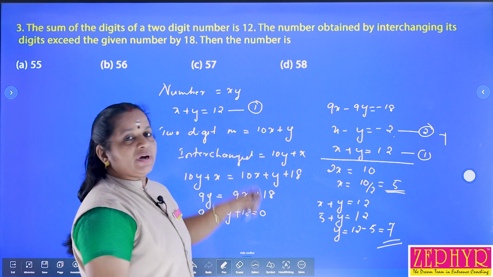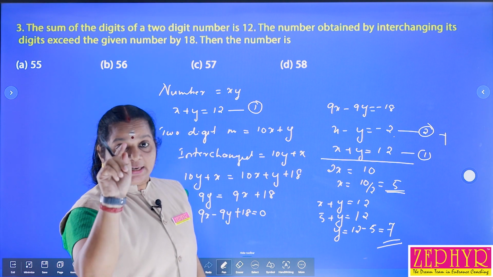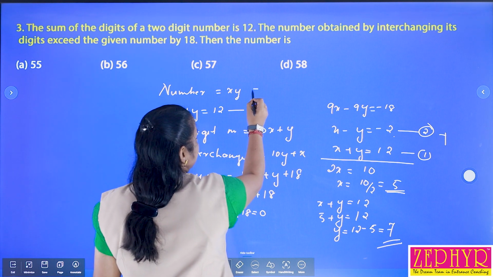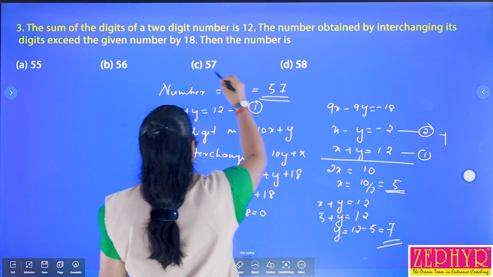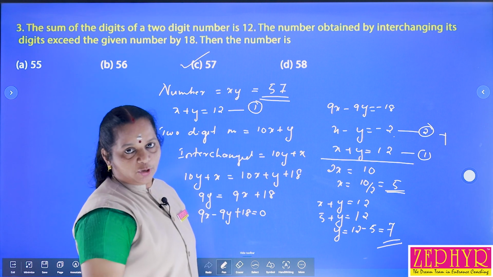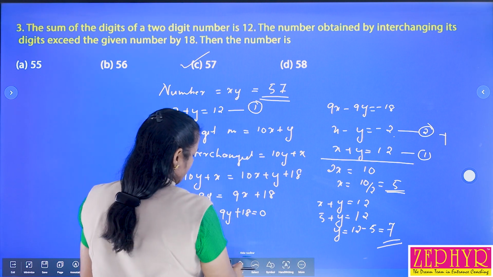Our number is the two-digit number we taken here as xy. Xy is the answer. So the two-digit number here is 57. That is the right answer. Okay. Then come to the next one.